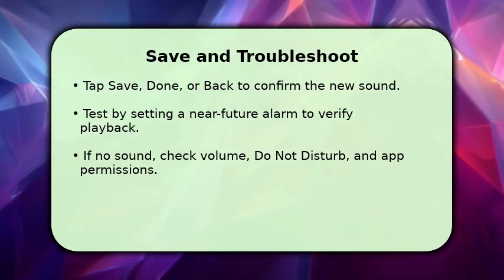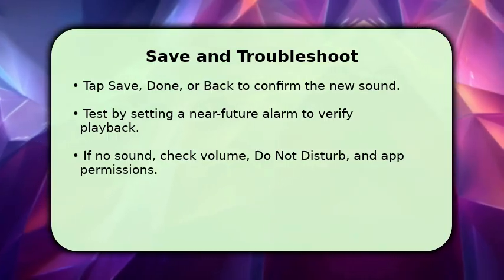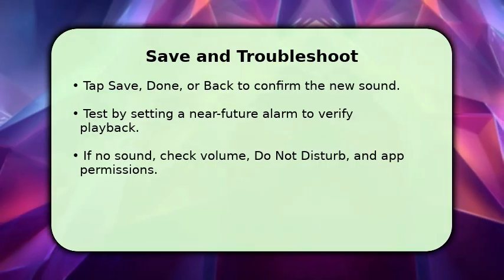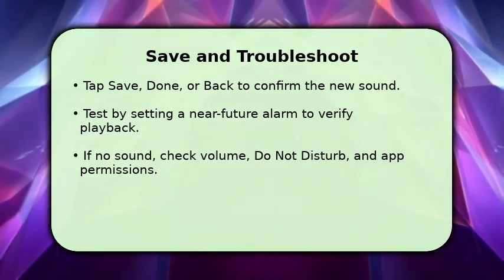If you don't hear the tone, make sure device volume is up, Do Not Disturb isn't muting alarms, and the clock app has permission to play sounds. If problems persist, reboot the device and repeat the steps to reselect the alarm sound.